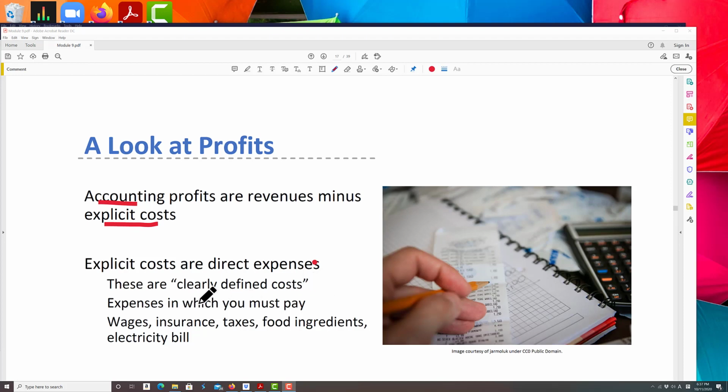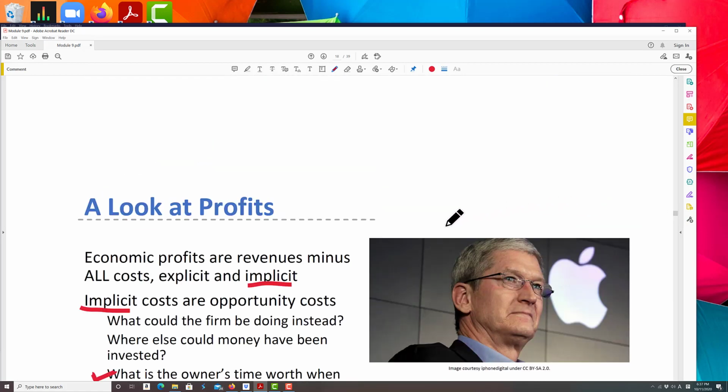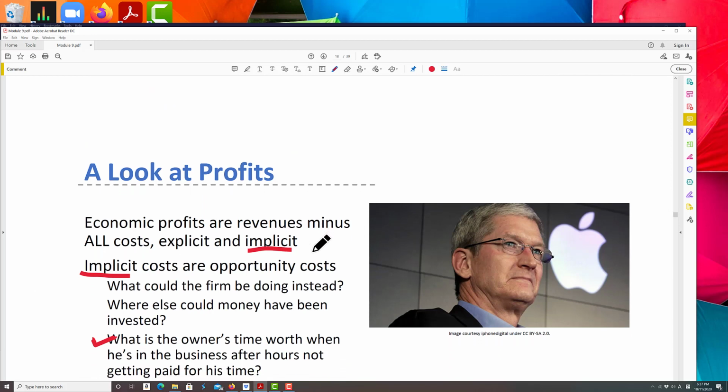These costs include wages, insurance, taxes, electricity bills, etc. Economic profits are different from accounting profits in that they include all costs, explicit and implicit costs.